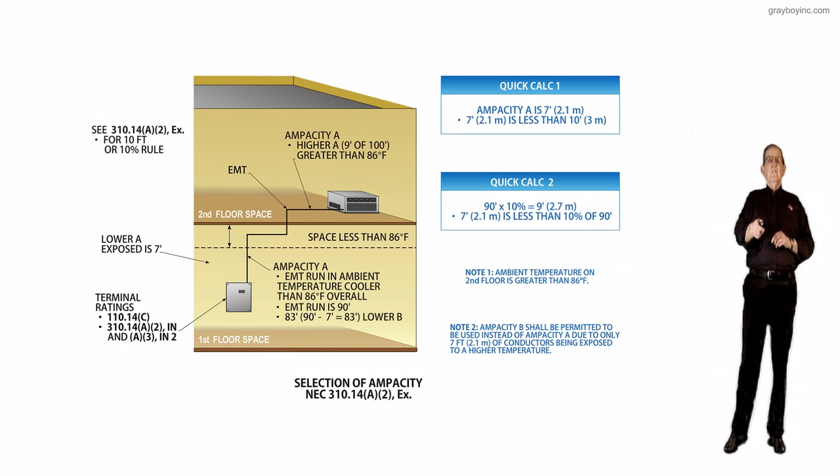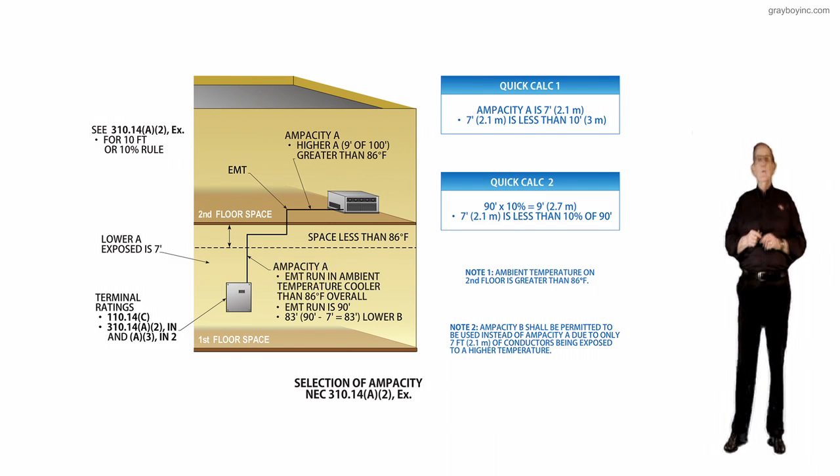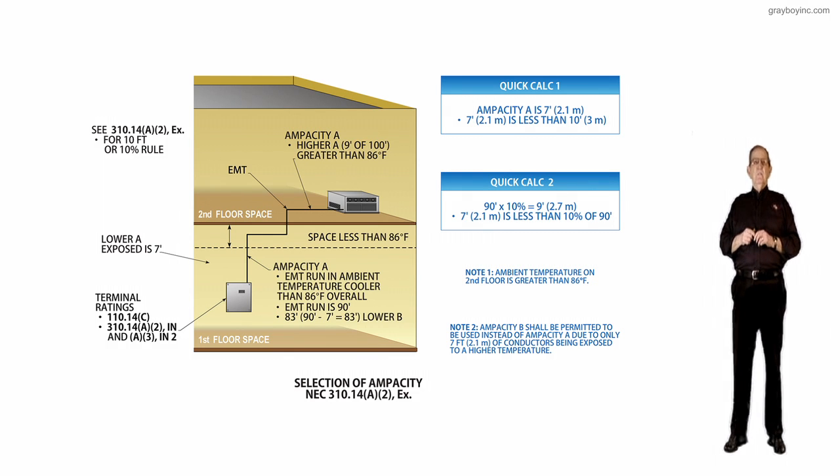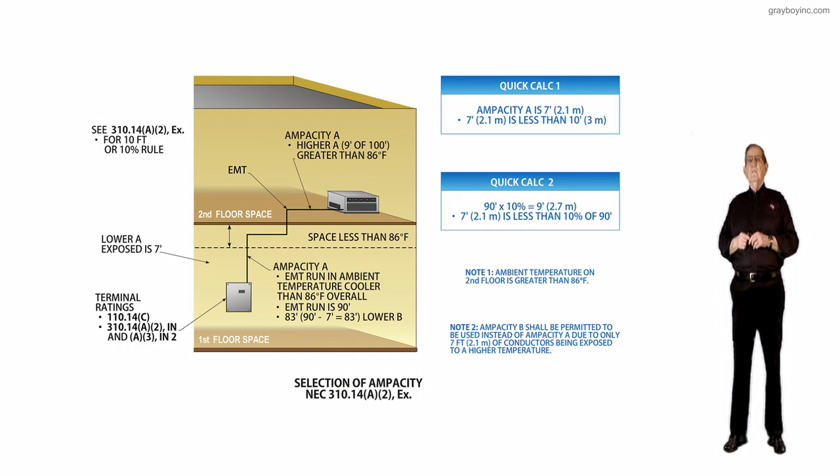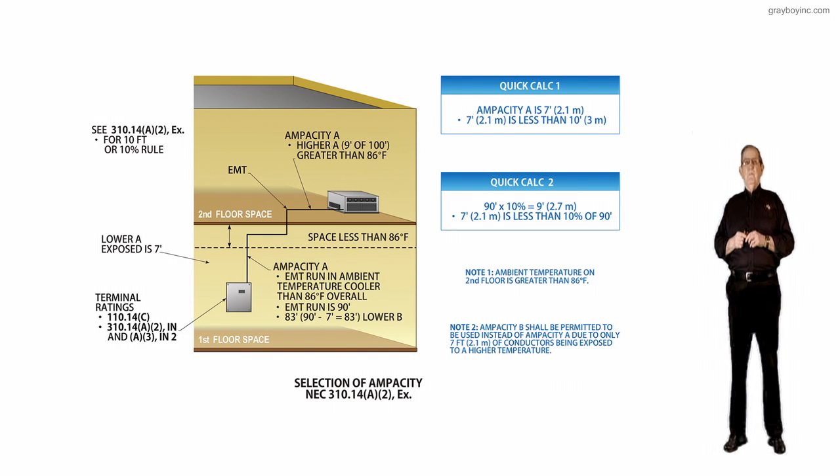It says 310.14(A)(2) exception for the 10-foot rule or 10% rule, see? So that gives you the reference, and then how will the authority having jurisdiction want you to apply that? Now notice the lower ampacity A is exposed only 7 feet. If 10%, you're allowed 10 feet there, but you're only exposed 7 feet here, and overall you're allowed 9 feet, so you're not in a derate factor there, see?